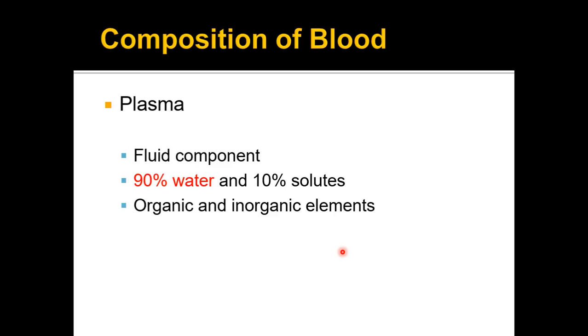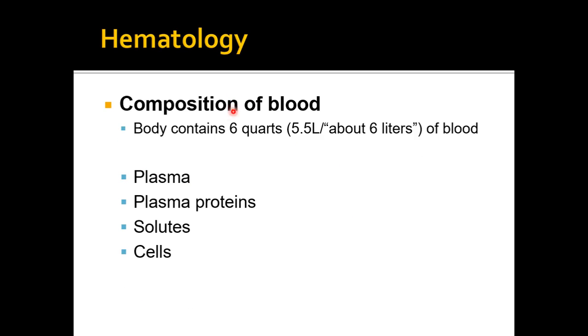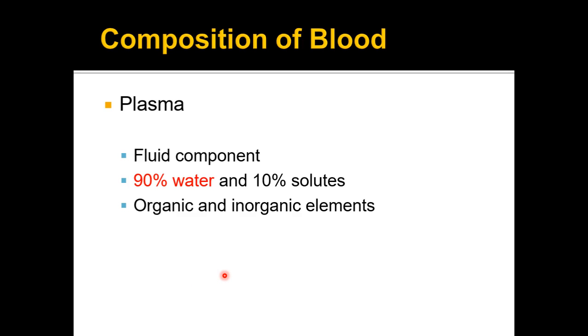So let's look at the composition of blood. The average adult is carrying around about 6 liters of blood. Again, it's made up of plasma, which is mostly water-based, and then the dissolved proteins in the plasma that we call plasma proteins, the solutes, which are electrolytes and other things that are dissolved, and then finally the cells and the formed elements.